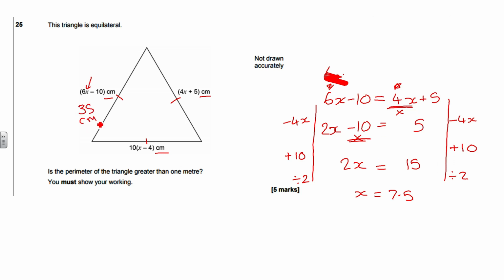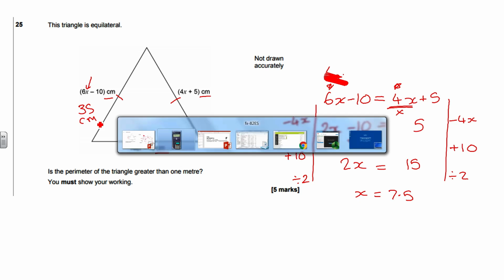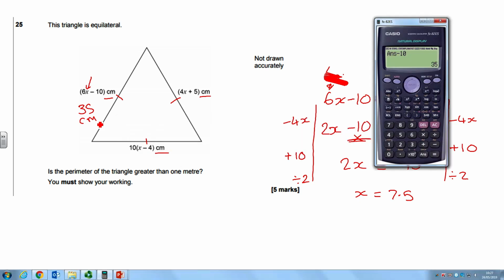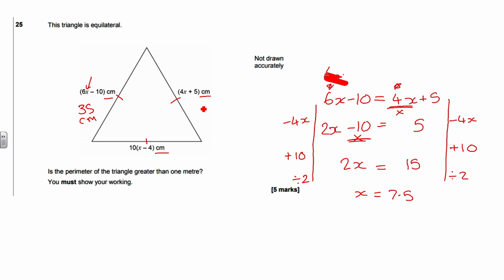I am going to substitute the 7.5 into all the others as well, because I want to make sure that they all give me 35. If they all give me 35, then I've found the right value for x. If I'm not getting 35, then there's something wrong. So this one, I do 4 times the 7.5, that's 30, add the 5, is 35. Things are looking good, because those two should definitely give me the same one.